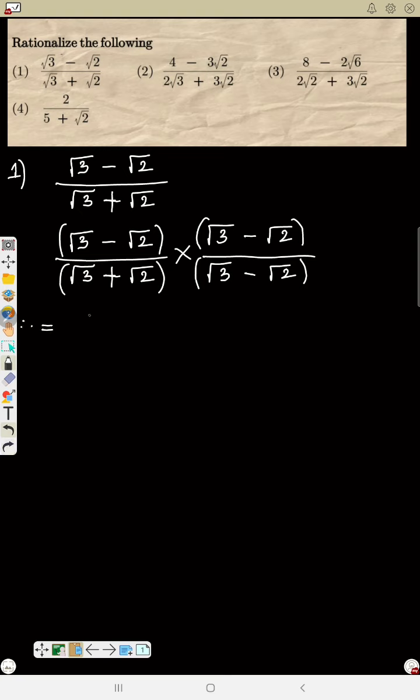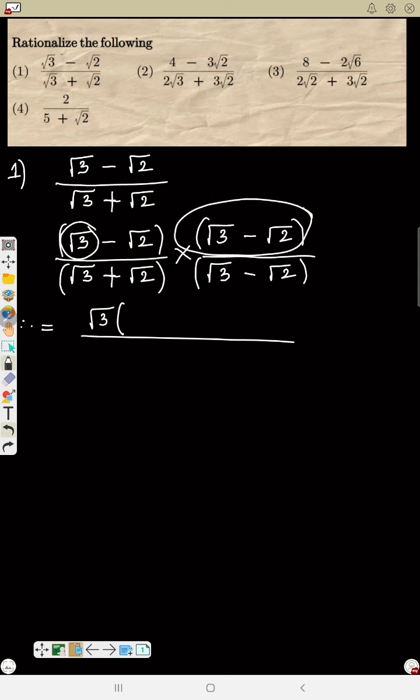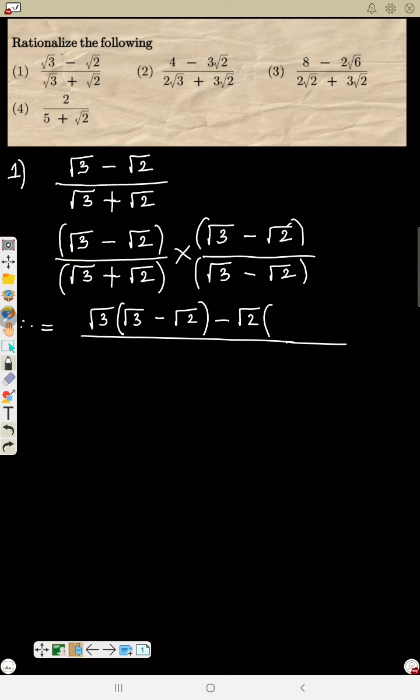So now this is square root of 3, brackets. So I'm multiplying square root of 3 times everything here. So that will be square root of 3 times square root of 3 minus square root of 2, then minus square root of 2, open bracket again, times this one. So we are multiplying times square root of 3 minus square root of 2. Now divided by the same thing here, multiply.